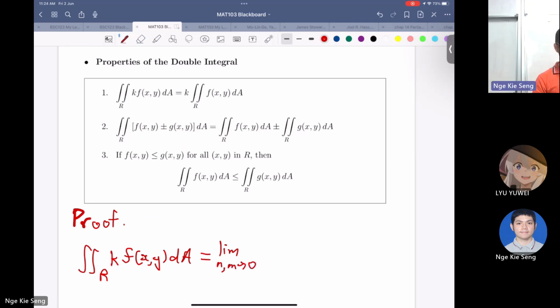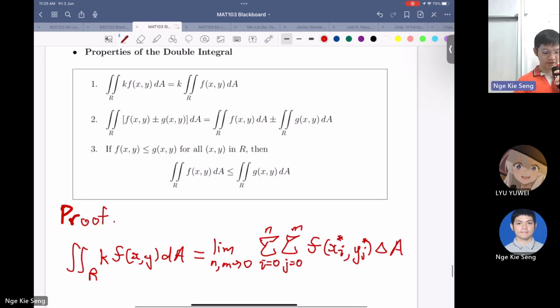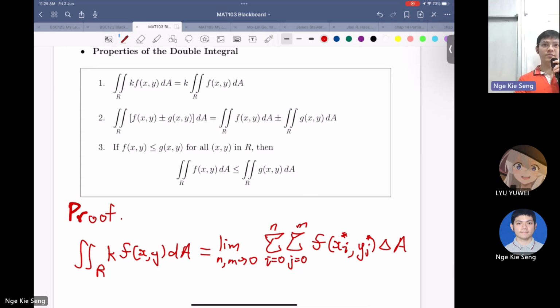A double limit of a double sum. Why a double sum? Because you need to sum over the length and width, then multiply by the height of your rectangle, and then sum over the area. Does this expression make sense or not? This is the definition.